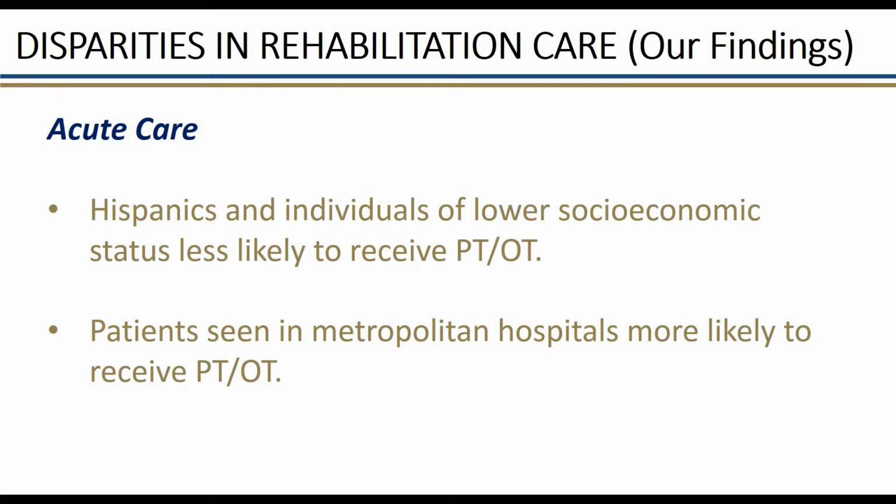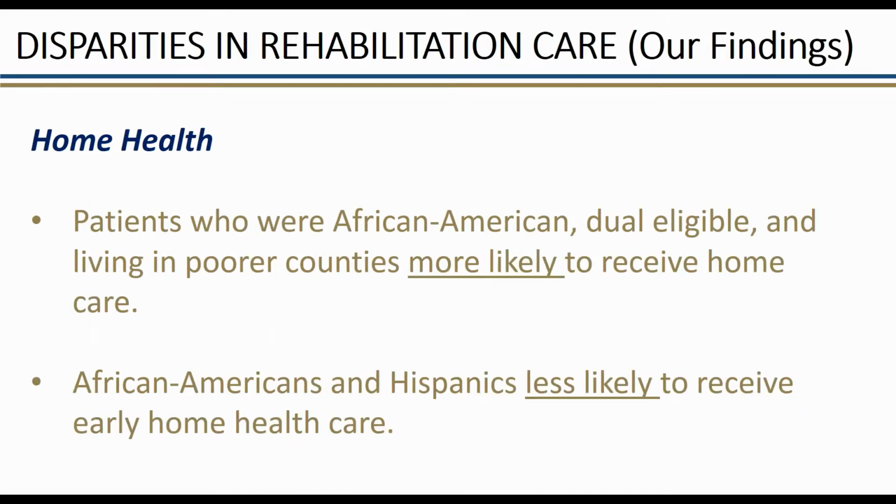So what we found in the acute care setting was that Hispanics and individuals of lower socioeconomic status were less likely to receive PT and OT in the acute care setting. And patients seen in metropolitan hospitals were more likely to receive PT and OT in the acute care setting. And this latter finding makes sense because typically the availability of PTs and OTs is more prevalent in metropolitan areas versus rural areas.